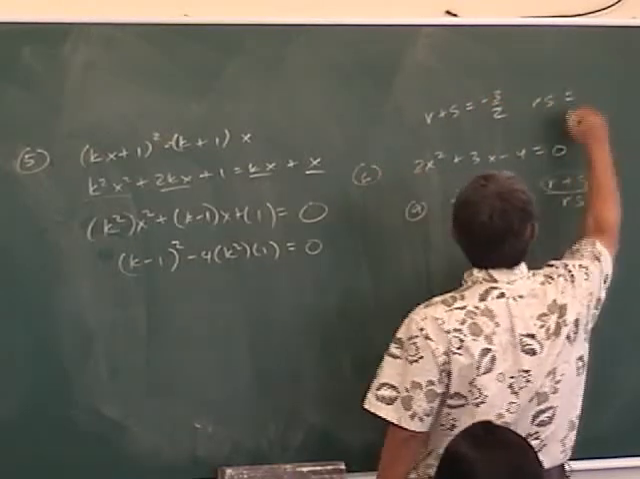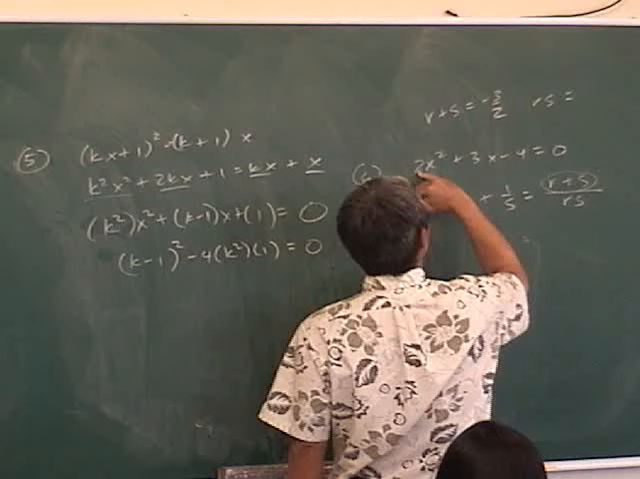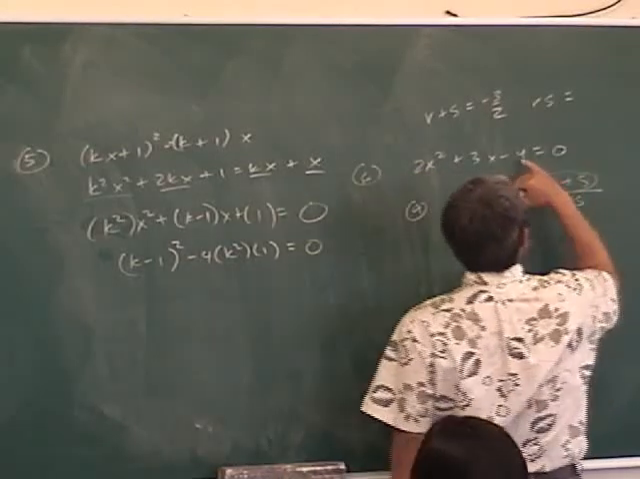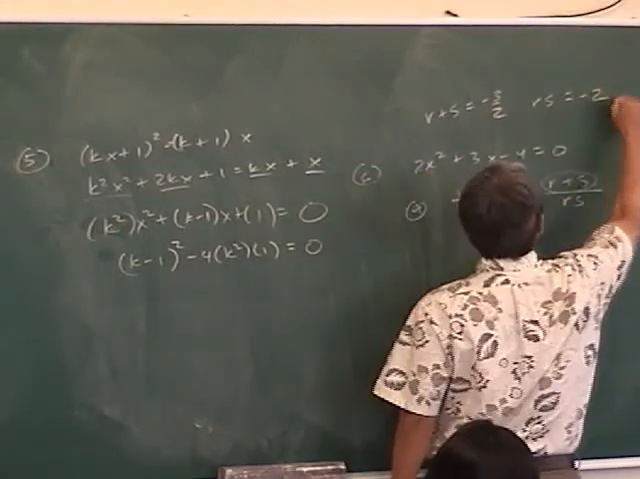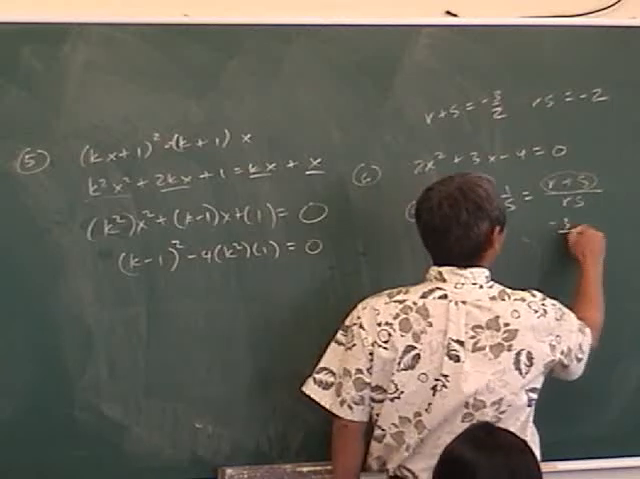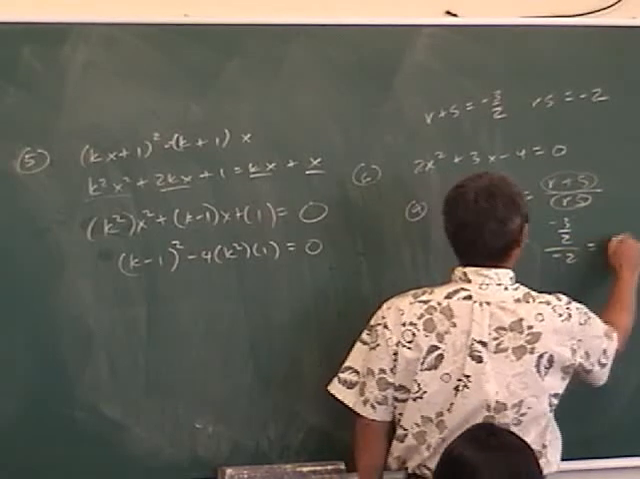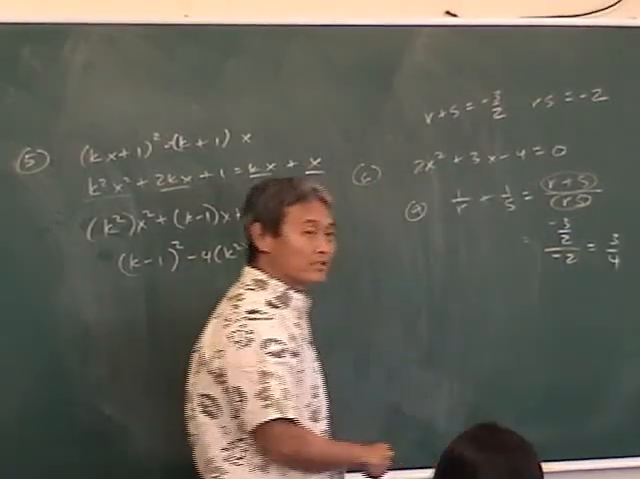The product of the two roots is C over A. What is C over A? Look, what is C over A? Negative 2. So this is negative 3/2. This is equal to negative 2. The answer is 3/4. You don't have to do any computations.